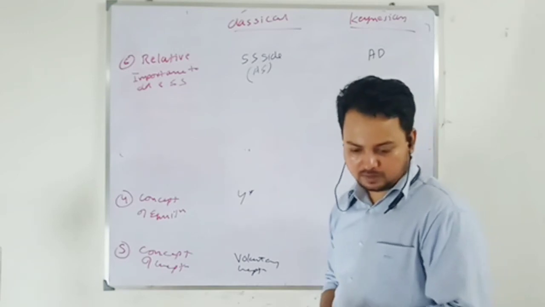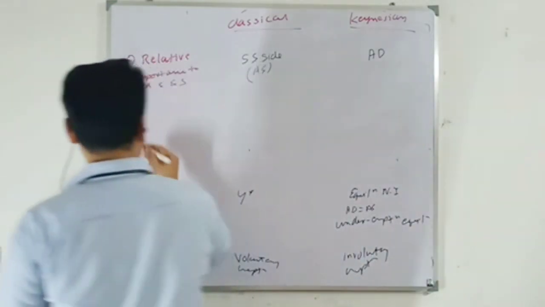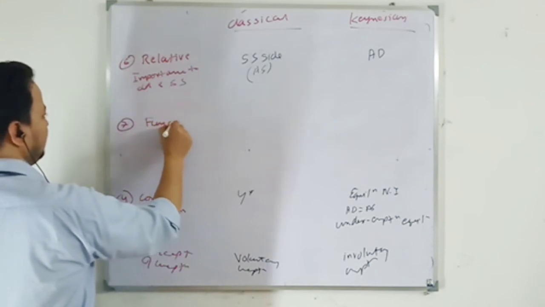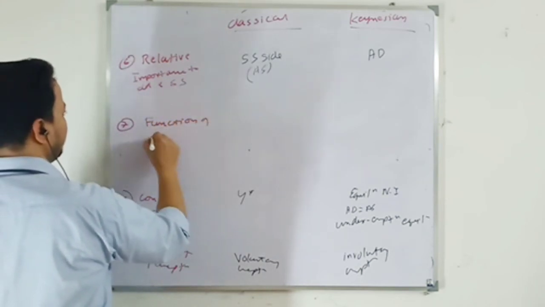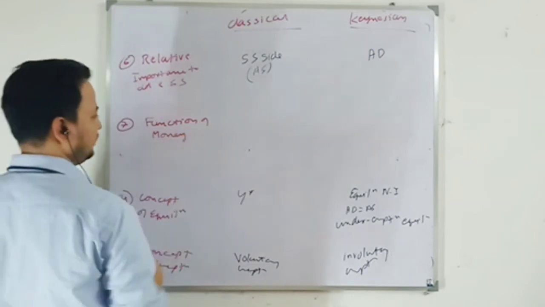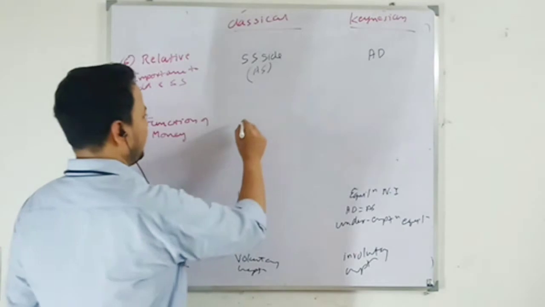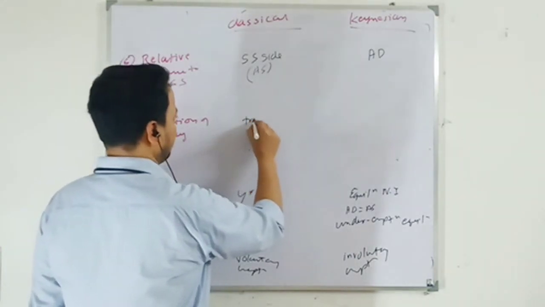Okay. Next, function of money. Okay. This one I want to know from you. What is the function of money in the classical model? Very good. Money for transaction purpose. Okay. So money is only used for transaction purpose.